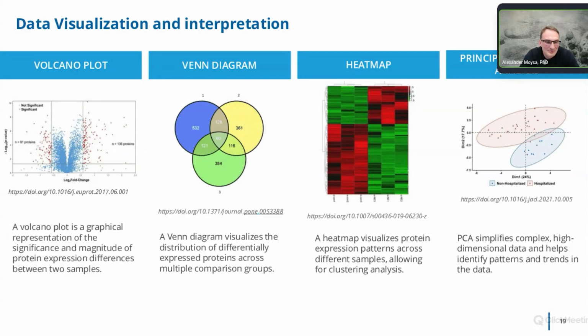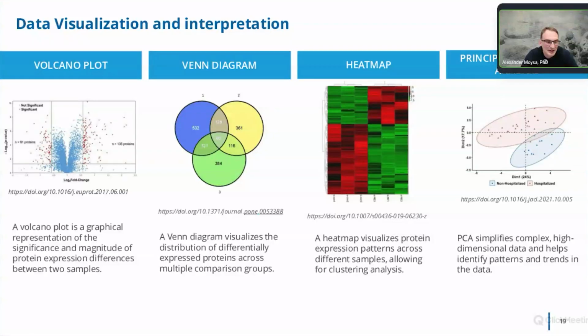There are many ways of visualizing proteomics data. Here we have four of them, and these are the most often used methods for visualization. First is the volcano plot, which shows both the magnitude and significance of protein expression differences between two groups of samples, highlighting significantly up- or down-regulated proteins. A Venn diagram illustrates shared and unique differentially expressed proteins across multiple groups, helping to identify common and condition-specific proteins.